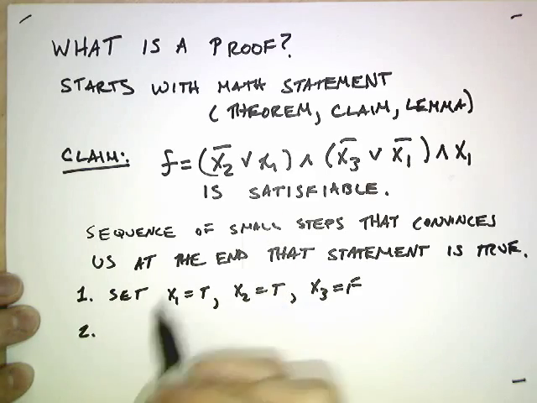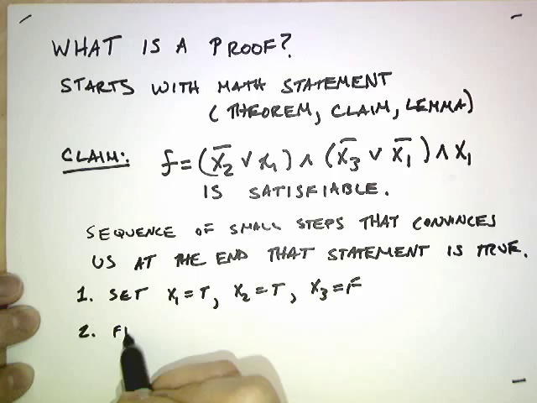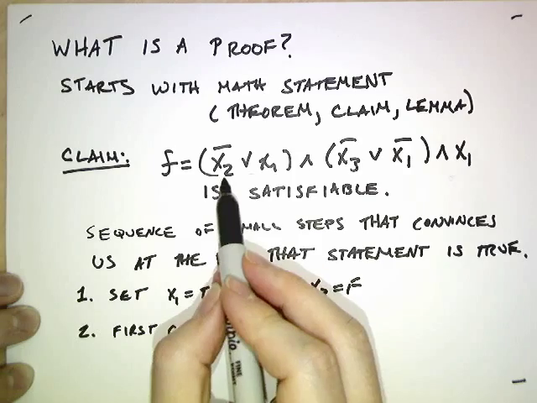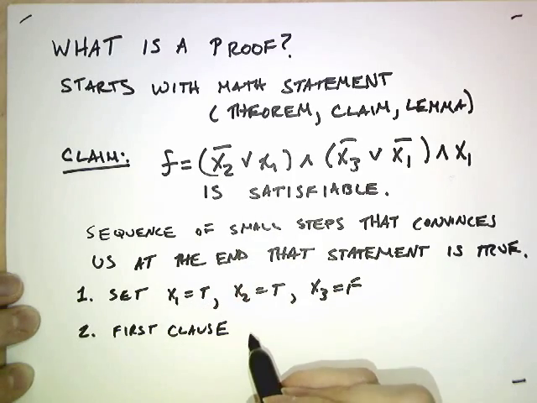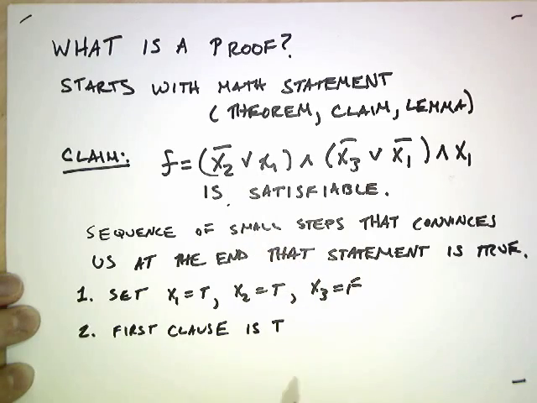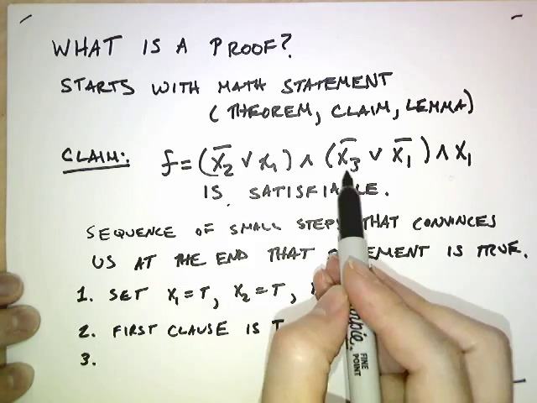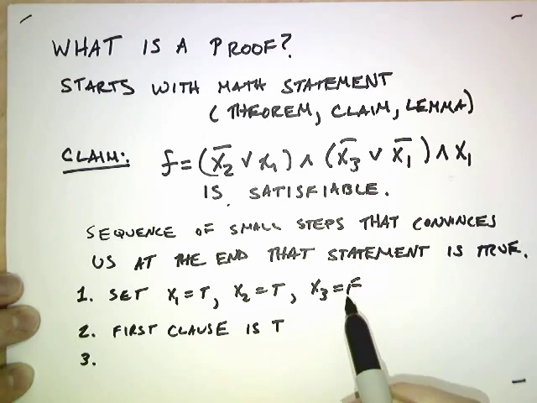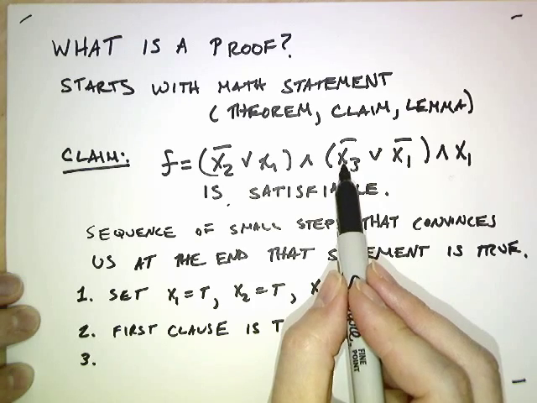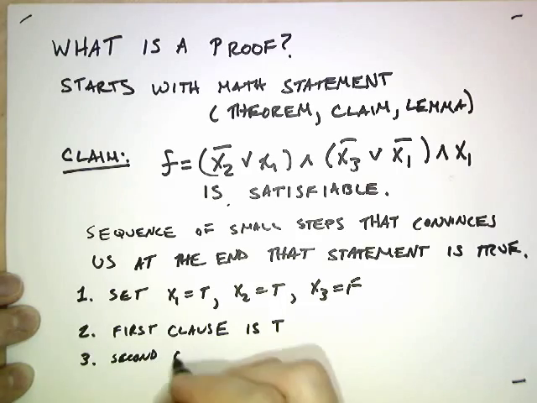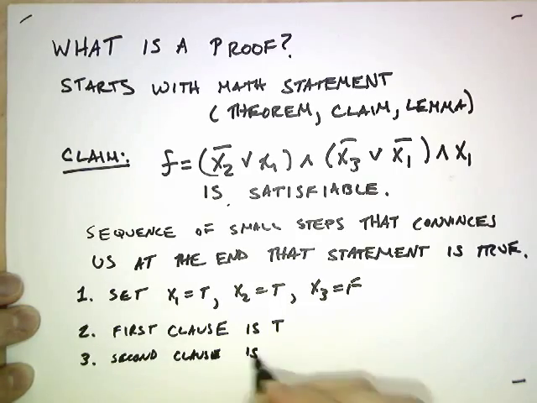Okay, now we'll see that the first clause, x2 bar or x1, simplifies to true because x1 is true and true or anything is true. So the first clause is true. I think that step was easy to follow. The next step is to look at this clause, x3 bar or x1 bar, and since x3 was set to false, x3 bar will be true, and true or anything is true. So the second clause is true.